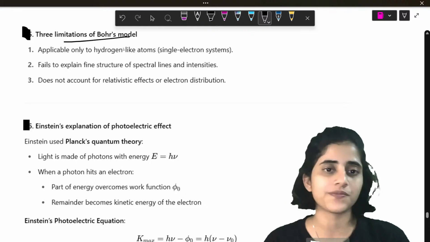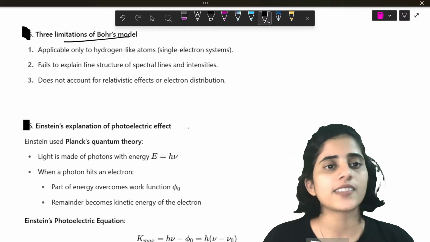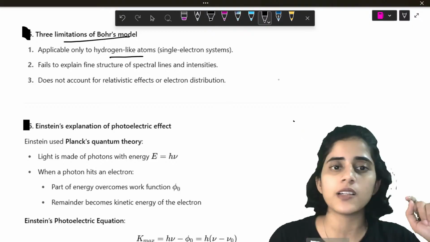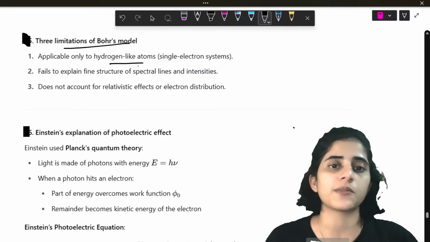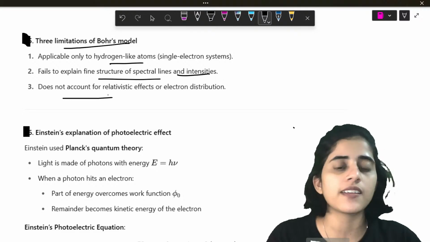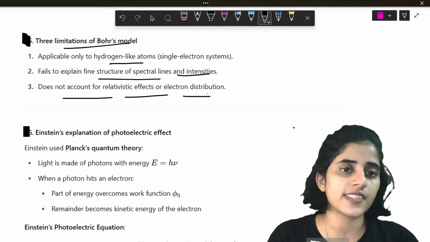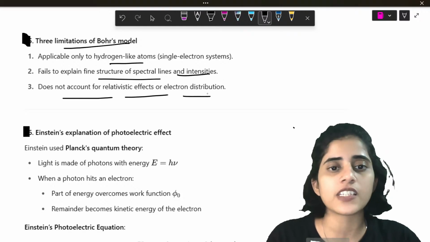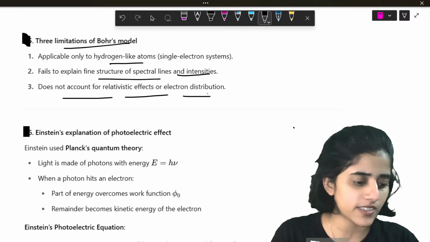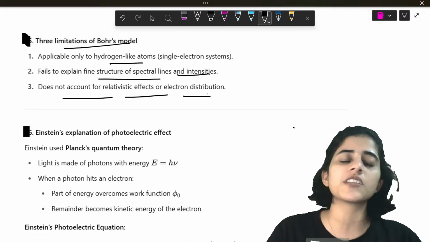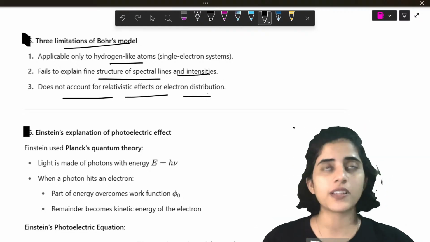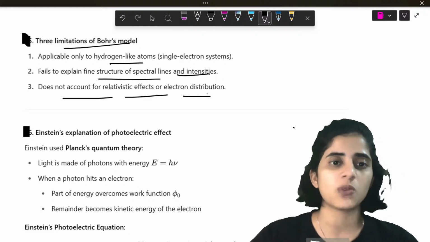Next, limitations of Bohr's model. Bohr's model was applicable only for hydrogen-like atoms. Okay. It couldn't explain the fine structure of spectral lines and intensities. It does not account for relativistic effects of electron distribution. These are terms that you might not know right now, but these were all limitations of Bohr. If you take physics at advanced levels, you will see all of these are very important. But Bohr couldn't explain them. Okay? You might think, why would someone need all this?